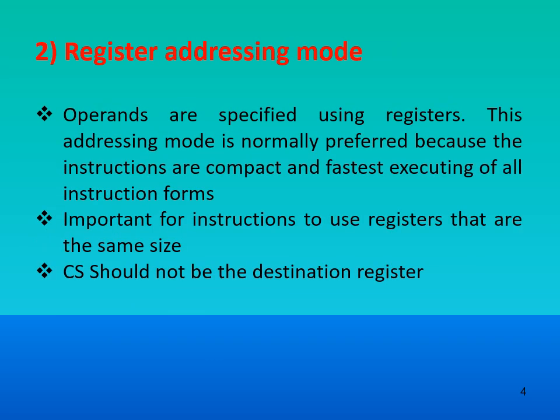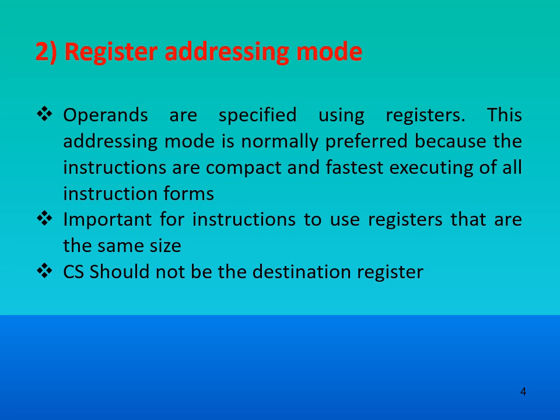The second one is register addressing mode. Now you may guess what it will be, because for an immediate addressing mode, the source operand was an immediately available data, the data itself. In this case, the source data will be available within a register, and that register will be defined in the instruction.